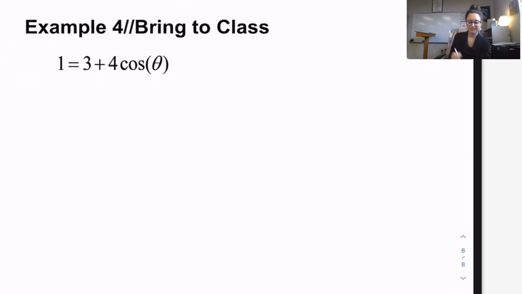I'm going to leave you with this one. Please bring this one to class, solve in the interval 0 to 2 pi, and be ready to share your answers in class. I'll see you all then.